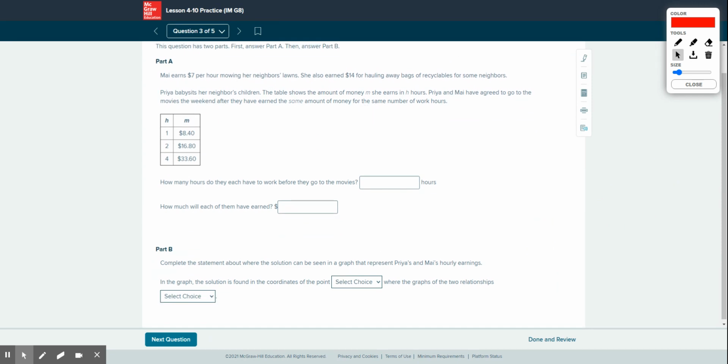Complete the statement about where the solution can be seen in the graph that represents Priya and May's hourly earnings. In the graph, obviously there's not a graph here, so if we saw a graph, the solution is found in the coordinates of the points (H, M), (0, M), or (H, 0). Meaning, is it on this one right here, the (0, M) would be our y-intercept, (H, 0) would be our x-intercept, or is there a place where their two lines would intersect, where the graphs of the two relationships intersect? This would be the thing that we're after with that piece on part B and what that question is after.